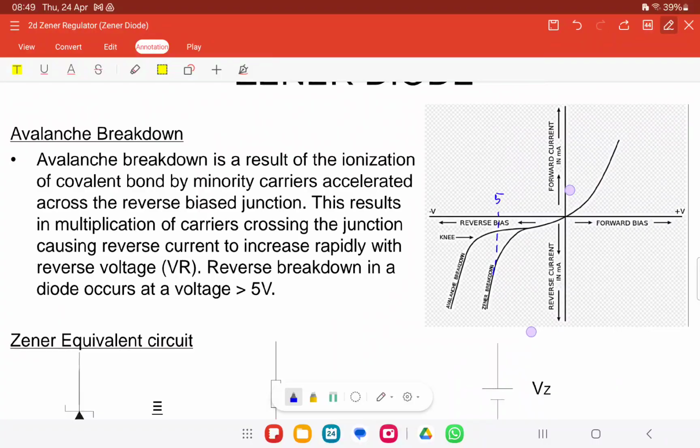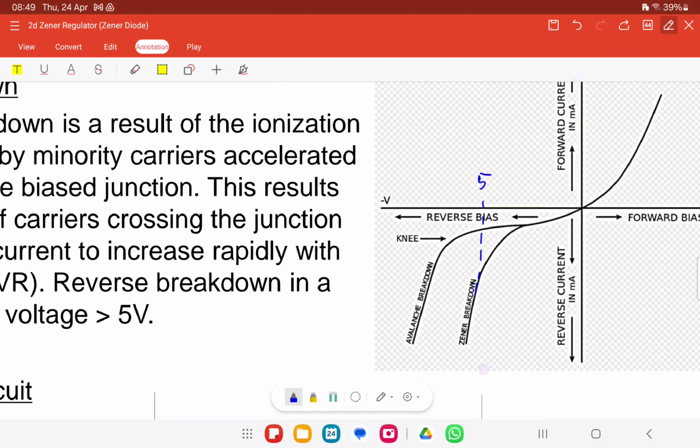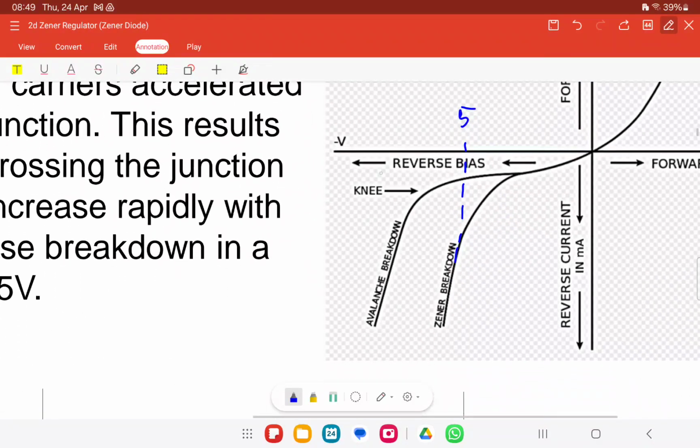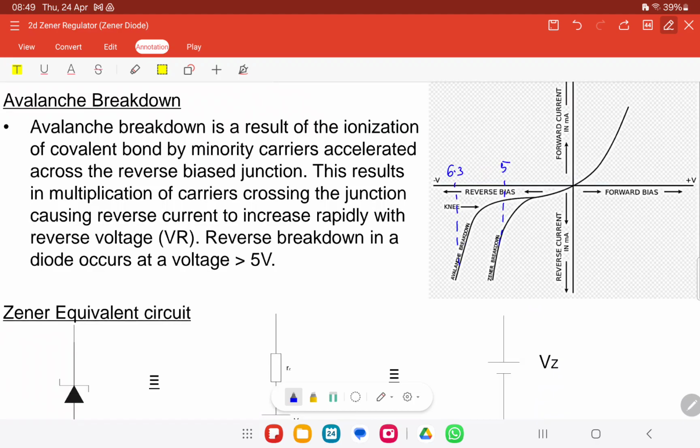After the Zener breakdown, if we further increase the reverse bias, for example from minus 10 to minus 20, another condition occurs, which we call the avalanche breakdown. This one is around 6.3. For the avalanche breakdown, the reverse breakdown is more than 5.